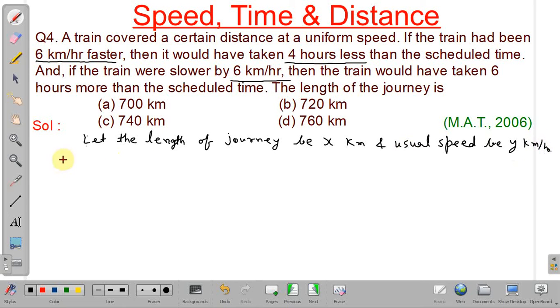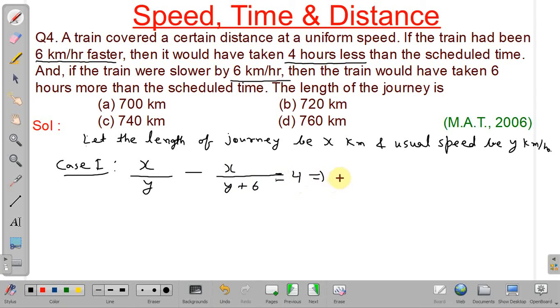Now we have two cases. So for the first case 1: if the train increases its speed by 6 km per hour, then it will take 4 hours less than the usual time. So the usual time for that distance is x divided by the usual speed, that is y, minus the time taken with increased speed, that is x, the distance, divided by y plus 6, and this will be equal to the total time difference, which is 4 hours.